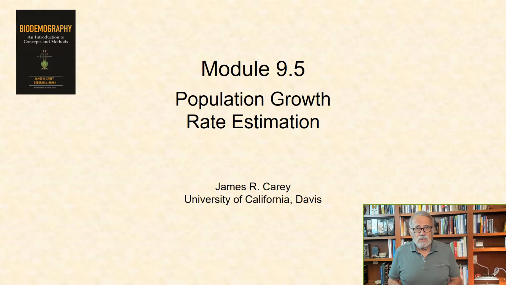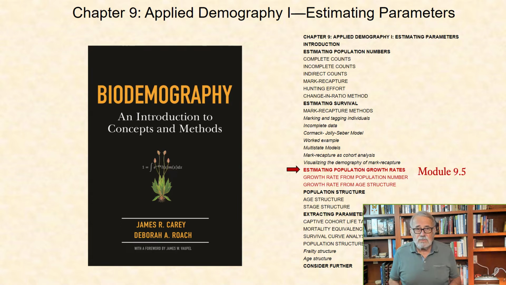In this fifth module of Chapter 9, Module 9.5, I will cover the estimation of population growth rates based on either the change in number of individuals in a population over a specified time period or through population age structure. Both concepts are simple and straightforward.